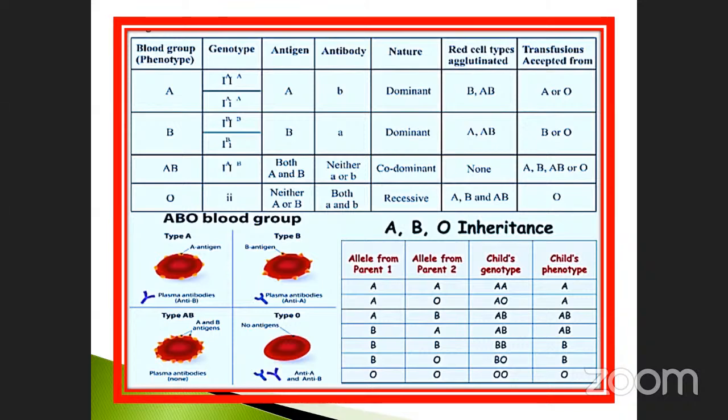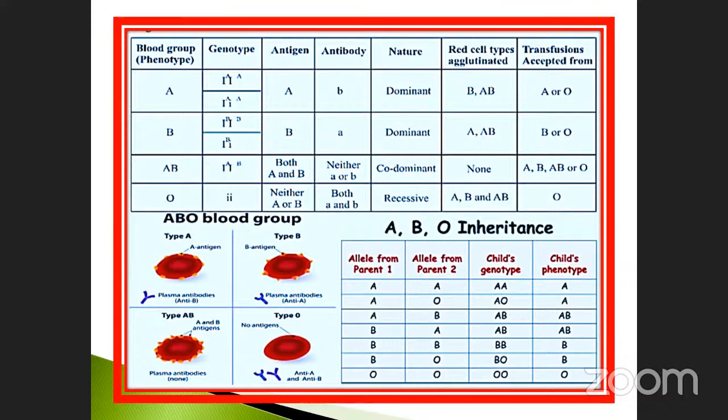The blood groups are A, B, AB and O. The genotypes we already discussed. How many types of blood group are there? A, B, AB and O only. But how many genotypes do we obtain? Six genotypes: 1, 2, 3, 4, 5, 6. This is also a question that has been asked so many times.